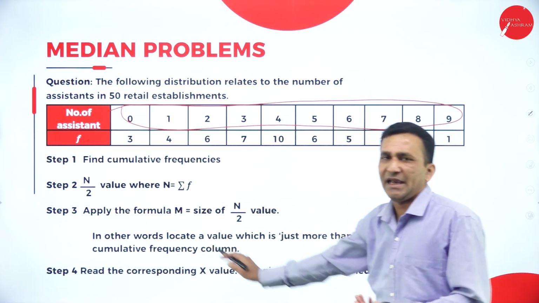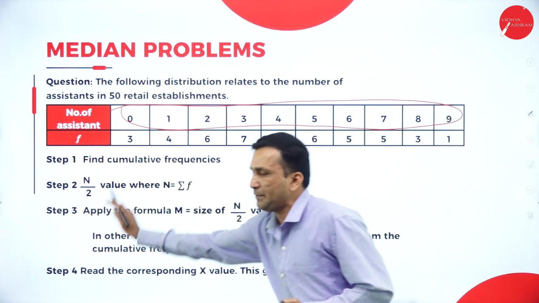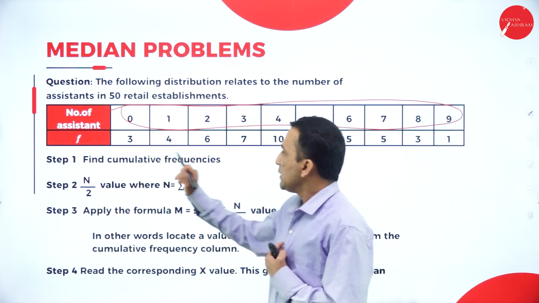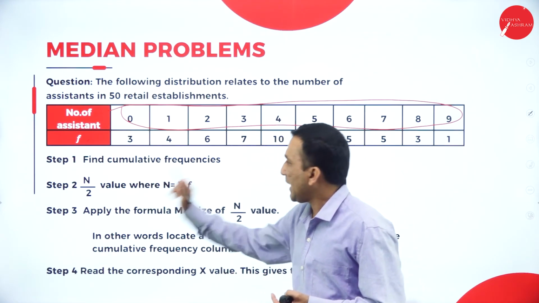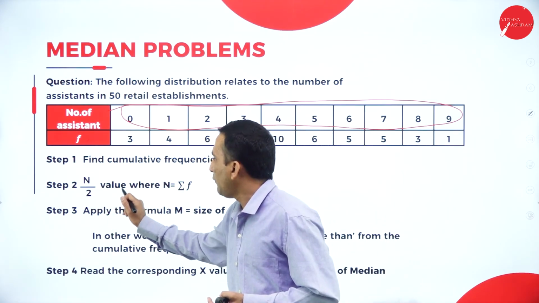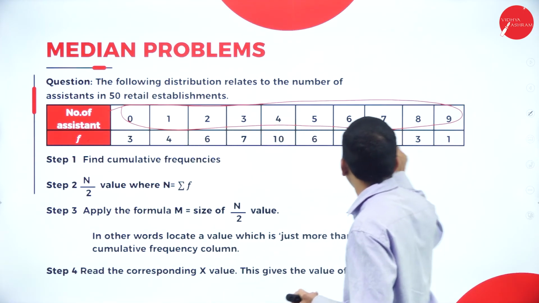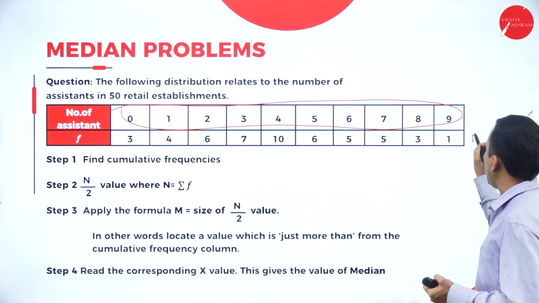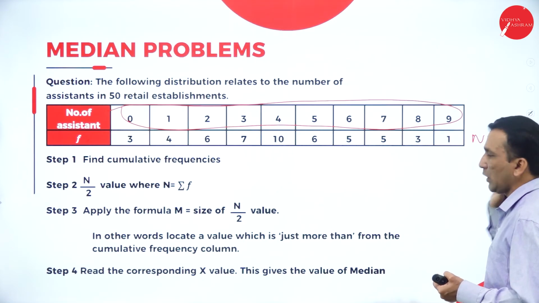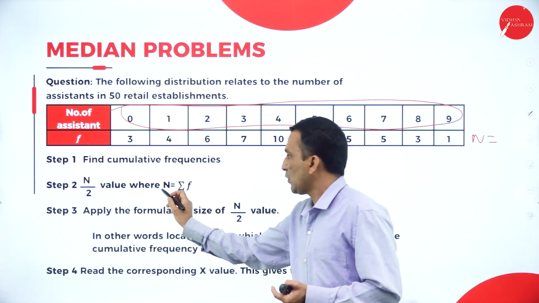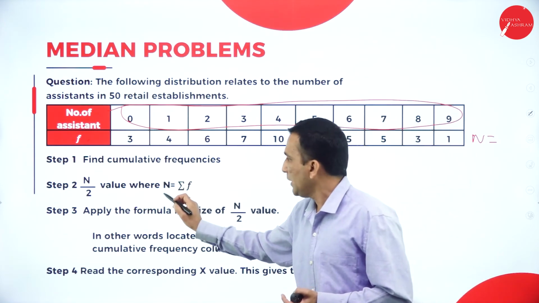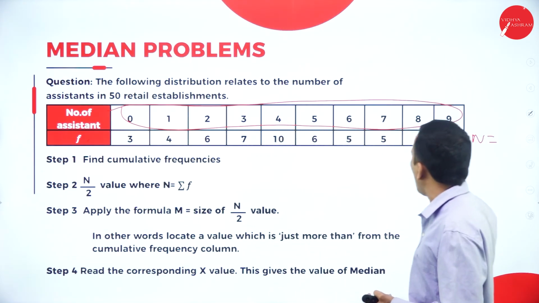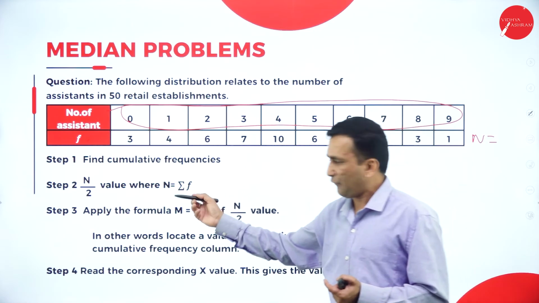In this case, you need to follow 4 steps, compulsory. First one, find the cumulative frequency. Second step, find n by 2, where n is the total of the frequency. So n is equal to the total of the f values, which is nothing but sigma f.